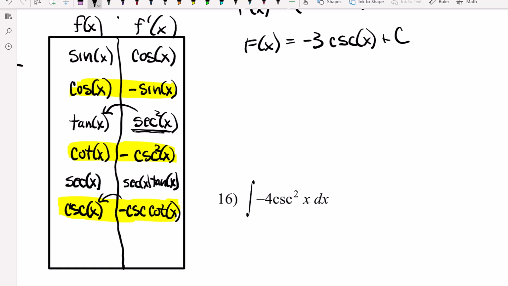All right, let's come down here and look at 16. So cosecant squared, that's supposed to be negative. So we'll leave the negative sign there and bring the 4 out. And the integral of negative cosecant squared is cotangent.